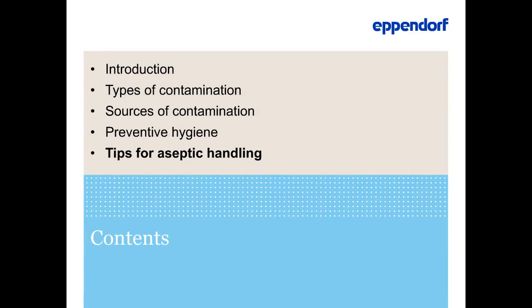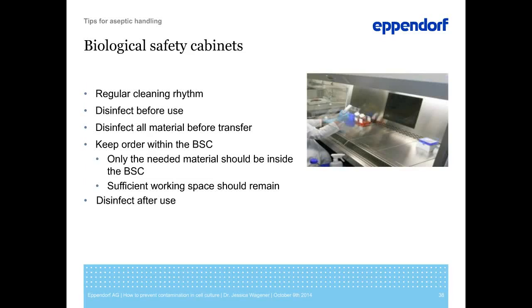In our last chapter, we want to give you some simple tips for aseptic handling. As for all other equipment in the cell culture lab, the biological safety cabinet should be cleaned on a regular basis. As this is the area where you open the dishes, plates, or flasks with cells, there are some things to be kept in mind to avoid contamination.